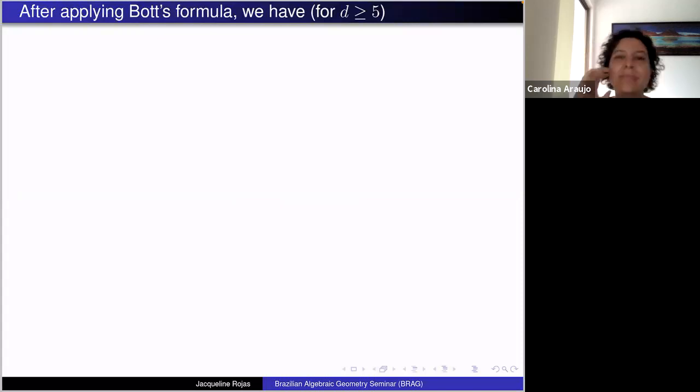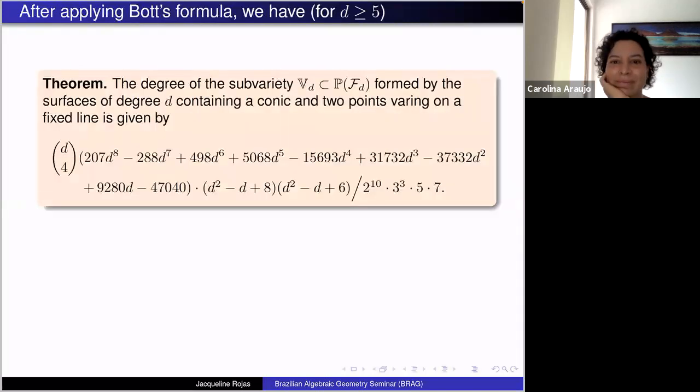Okay. Then we compute this degree, and I write that this degree is given by this polynomial on the screen. This is D over four, this polynomial there. I am not going to read this polynomial, you can see it.